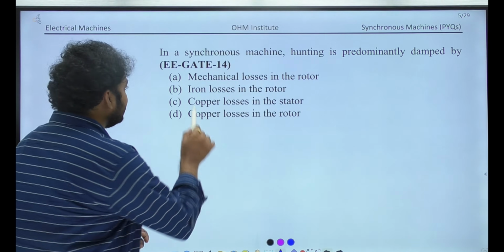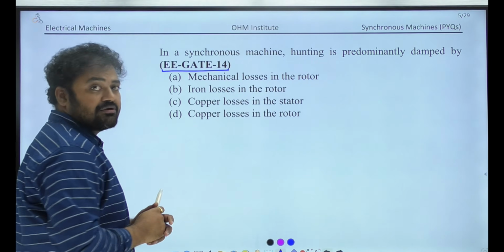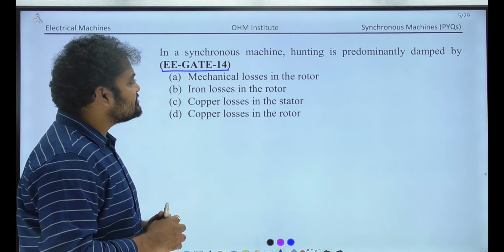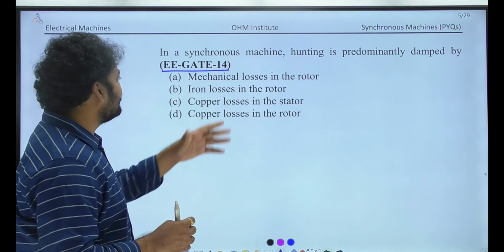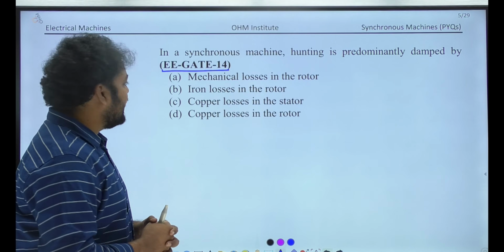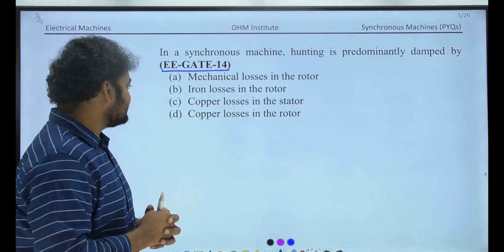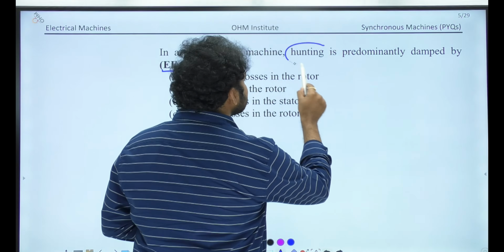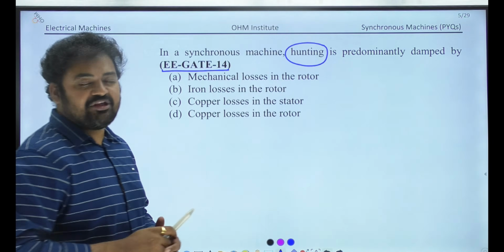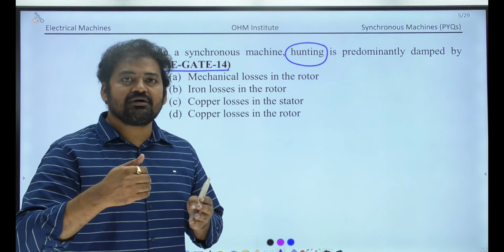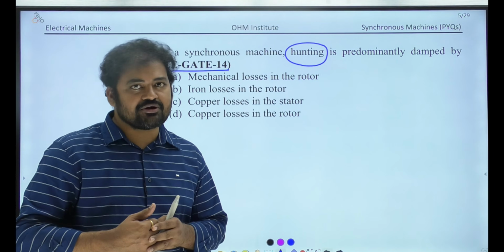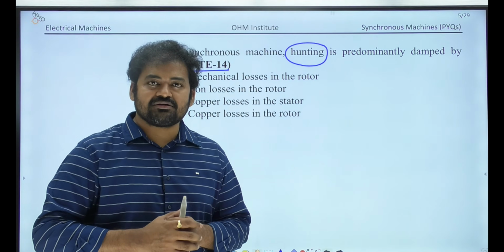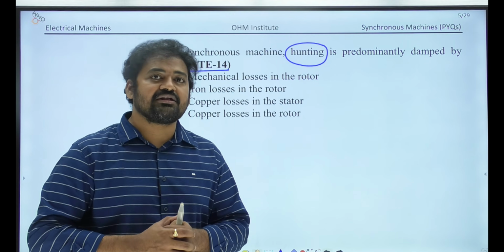This is a GATE 2014 examination question, a 1 mark question in synchronous machines. Read the problem. In a synchronous machine, hunting is predominantly damped by which of the following? Mechanical losses in the rotor, iron losses in the rotor, copper losses in the stator, copper losses in the rotor. See, the question is about hunting. First of all, we need to understand what exactly is meant by hunting and how we can reduce the hunting problem in a synchronous machine. Hunting is nothing but the rotor swinging nature whenever load suddenly changes.